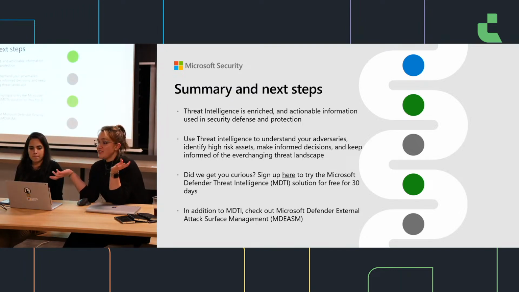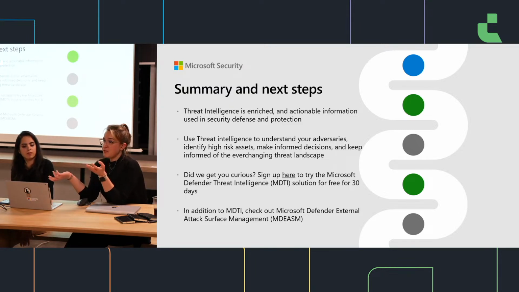To summarize, we just have 4 items. Threat intelligence is enriched information. It is actionable information. Hopefully it will give you also a set of recommendations that you can take right away, so that you know what to do based on reading the report that you have. And you should use threat intelligence to understand your adversaries, to understand what your own high-risk assets are, and make informed decisions on which security controls to implement, ways to defend against it, and also, of course, being informed of how the attack landscape keeps evolving and keeps emerging, to be up to date on everything that is happening in that space.